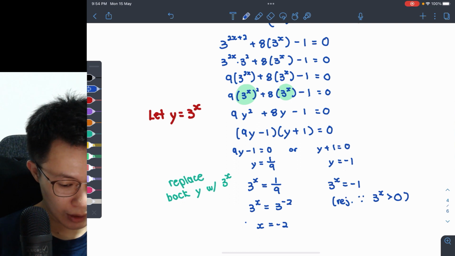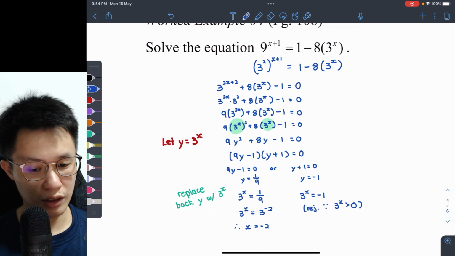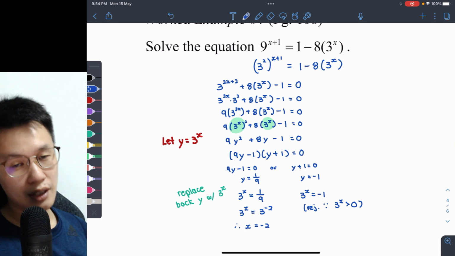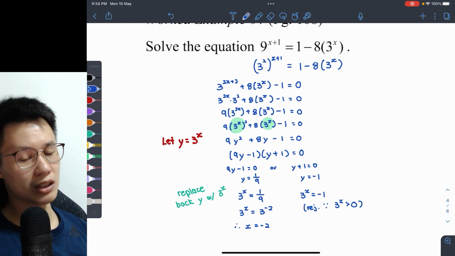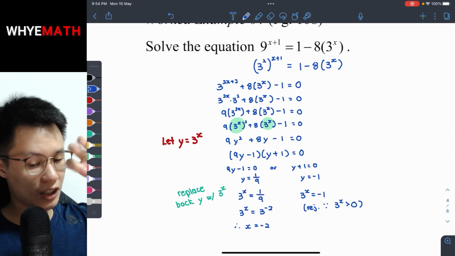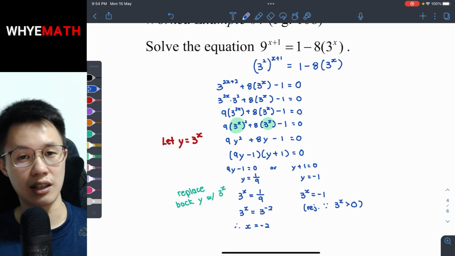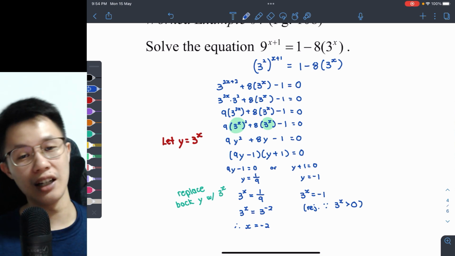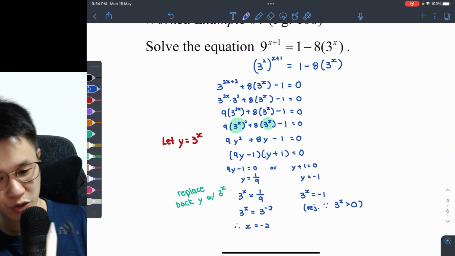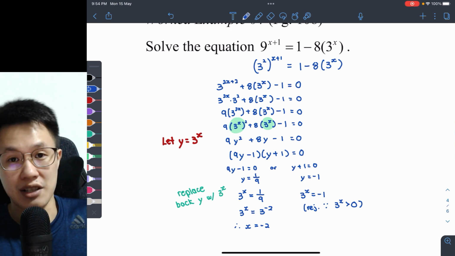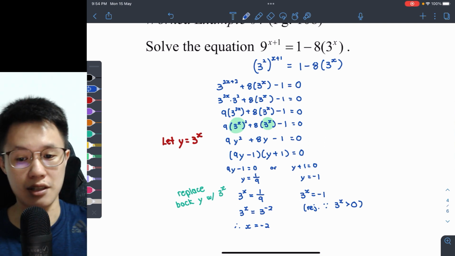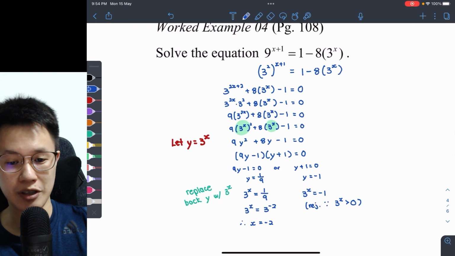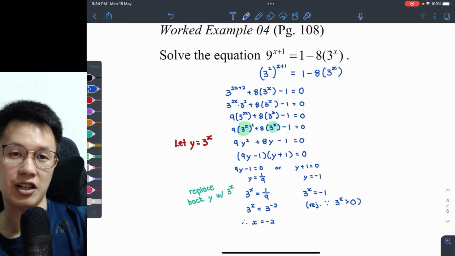And that's how we solve a little bit more complicated exponential equation, where you need to use a little bit of substitution to see that quadratic equation hidden there, and then from there you make some logical conclusions to reject what is necessary. Okay, so that's for worked example 4 where we solve more complicated exponential equations. See ya.